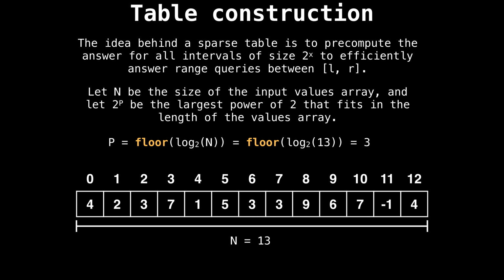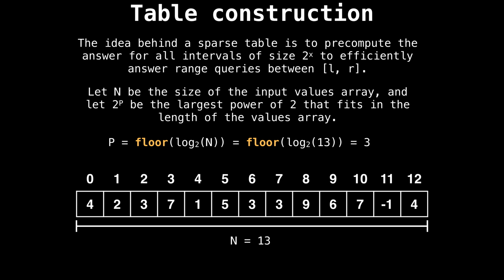The central idea behind a sparse table is to pre-compute the range query answer for all intervals of size 2 to the x to efficiently answer range queries between a left and a right endpoint. The main downside to this approach is that you need on the order of n log n memory to store all the intervals, but in the end you end up reaping the benefits with fast queries, so that's a trade-off you need to make.